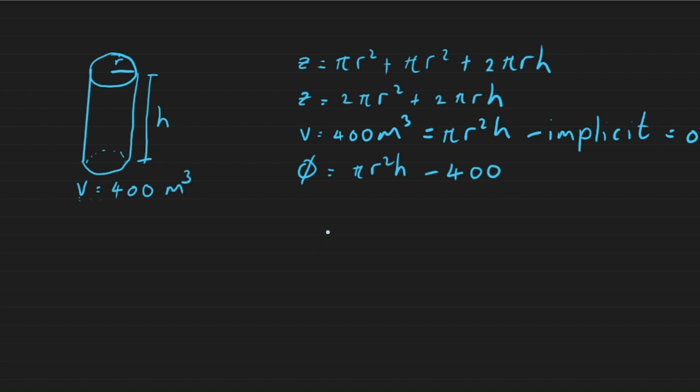So our next step is to set up our equations. So what do we need? We need our first derivatives of z and of phi. So we need to find the partial of z with respect to r. If we differentiate with respect to r, we have 4 pi r plus 2 pi h. Then we find the derivative with respect to h, and that's going to equal, well, the first term, there's no h there, so it's just going to be 0 since it's treated as a constant. Then we're left with 2 pi r.